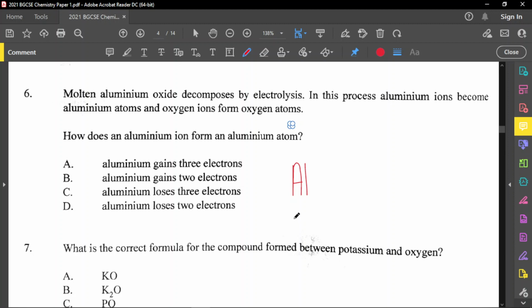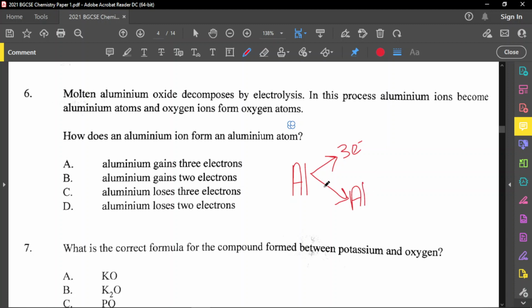For an element to form an ion, it either gains or loses electrons. Metals lose electrons to form cations, which are positive ions, right? So follow this carefully. For aluminum to form a cation, it will lose 3 electrons. So let's put 3 electrons there. 3 electrons are taken away. And while it loses 3 electrons, it will become a positively charged ion, which is called a cation. So it becomes Al3+.